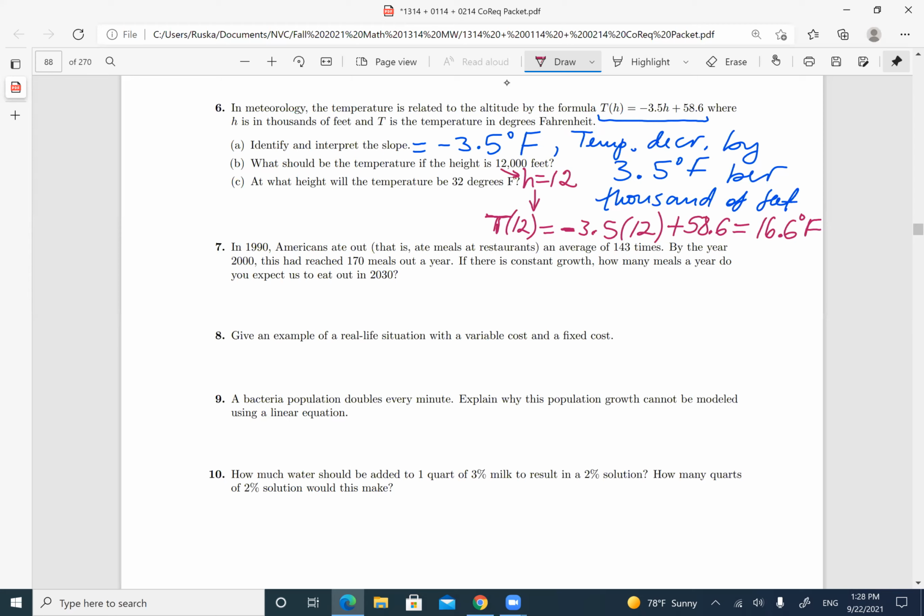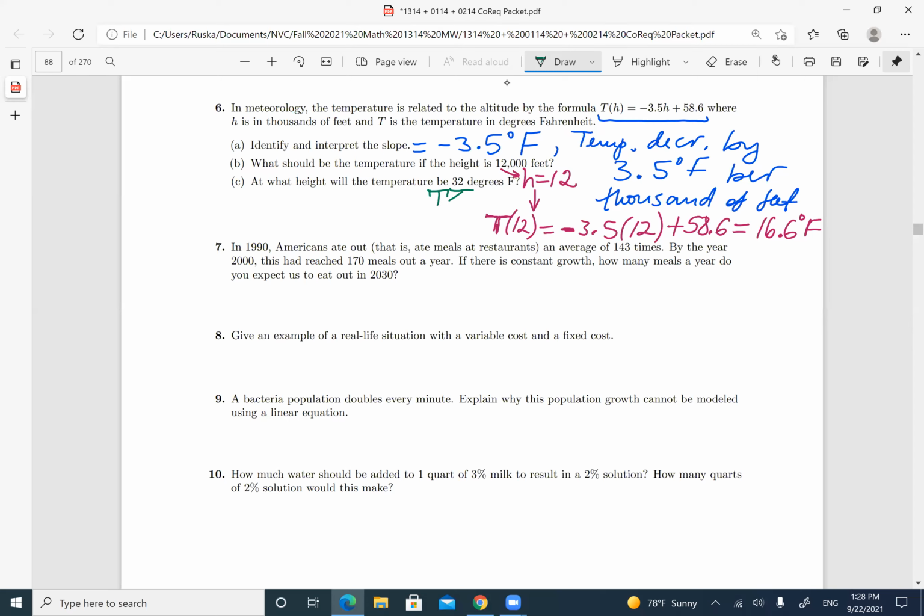Okay, let's do the last one. The last part here: at what height would the temperature be 32 degrees Fahrenheit? So what is 32 degrees Fahrenheit? Is it X or Y? Is it the T or the H? T is the temperature, right?